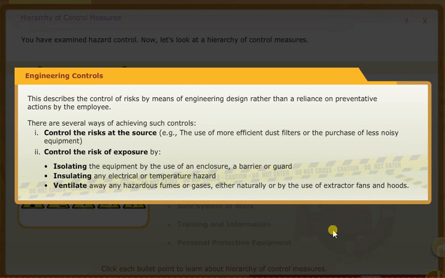Control the risk of exposure by isolating the equipment by the use of an enclosure, a barrier, or guard. Insulating any electrical or temperature hazard. Ventilate away any hazardous fumes or gases, either naturally or by the use of extractor fans and hoods.